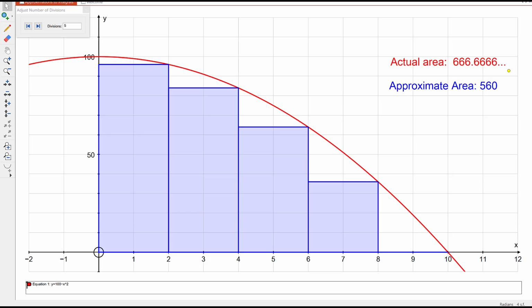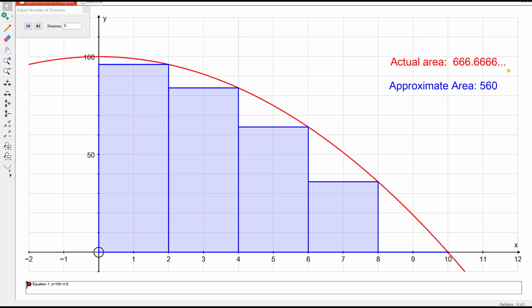Okay, so here we have a function. It's a simple sort of parabola by the looks of it. In fact the rule's down here at the bottom right, so yes, it's an upside down parabola. We're approximating the area between x equals 0 and x equals 10 under this curve, using the right endpoint estimate with 5 intervals of equal width. That approximate area is an underestimate, it's 560. The program is also calculating the actual area for you, which is 666 2/3 square units.